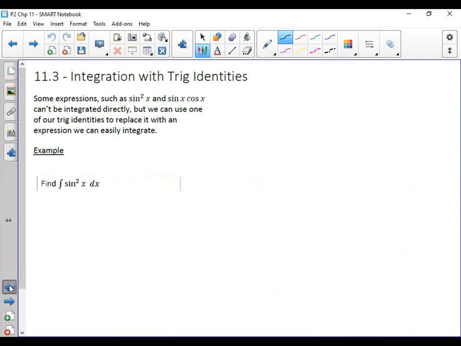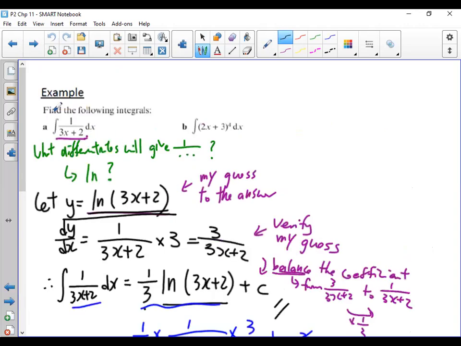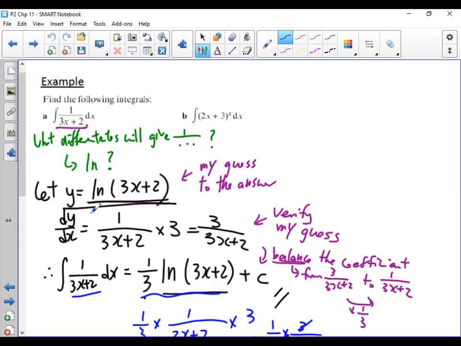Now, quick recap on chain rule. What's reverse chain rule? Not chain rule, reverse chain rule. Reverse chain rule is we are letting y be an answer that when we differentiate will give us what the question asks for. So for example, in here, if I want to integrate 1 over 3x plus 2, I will be thinking about what differentiates to give me 1 over. That will be ln. So that's my guess of the answer. Then I will try to differentiate ln using chain rule.